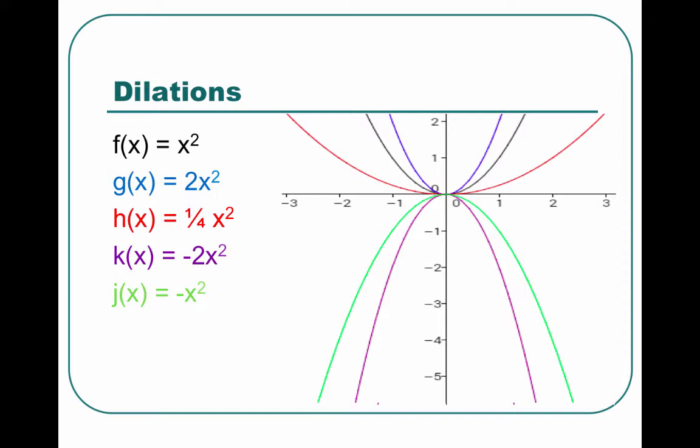So we could make a conjecture that if our value in front of the x squared, like 2, is greater than 1, it's going to make it go up quicker. It's a bigger number being multiplied. Less than 1, a fraction between 0 and 1, makes it go up slower, and the negatives are going to flip it over.